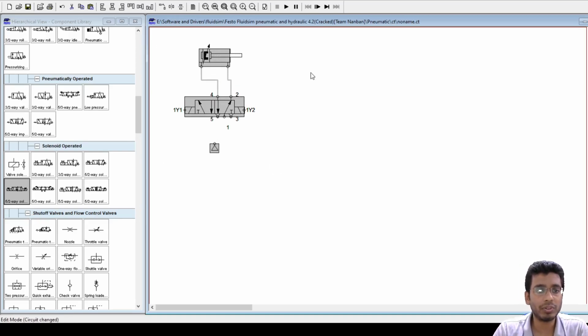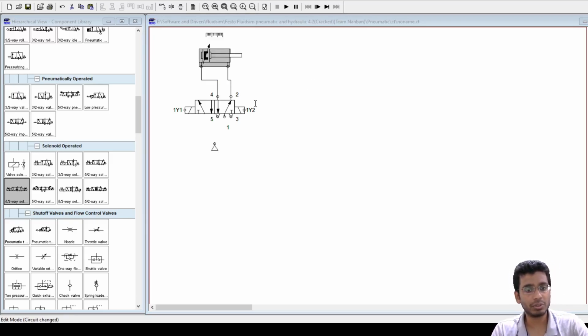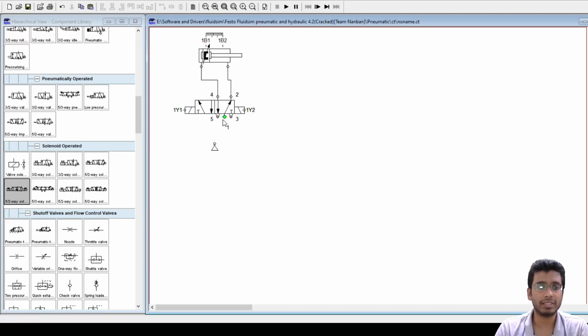Fine. Next, we will put the actuating labels for our sensors. So that would be 1B1 to detect the retracted position of the cylinder, and 1B2 to detect the completely extended position of this double acting cylinder. Fine, and I complete this by connecting the pressurized line of this 5x2 valve to my compressed air. Fine. So this is your pneumatic portion.